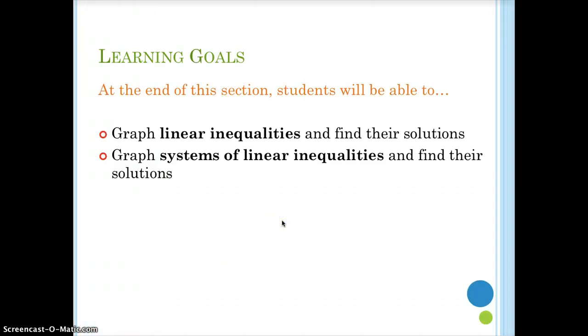All right, here are the learning goals. First of all, I'd like you to be able to graph linear inequalities and find their solutions, and then graph systems of linear inequalities and find their solutions. So we're dealing with just one line by itself. It happens to be an inequality, and we'll discuss what that means in a second. And then, of course, systems are going to be more than one. So graphing one by itself and then more than one together.